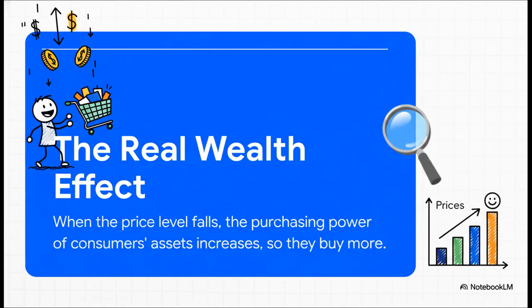First is what we call the real wealth effect. And this one is all about us, the consumers. It's actually pretty intuitive. When the overall price level in the economy goes down, the money you've got saved up can suddenly buy more stuff, right? Your purchasing power goes up, so you feel a little wealthier. And what do you tend to do? You tend to buy more.